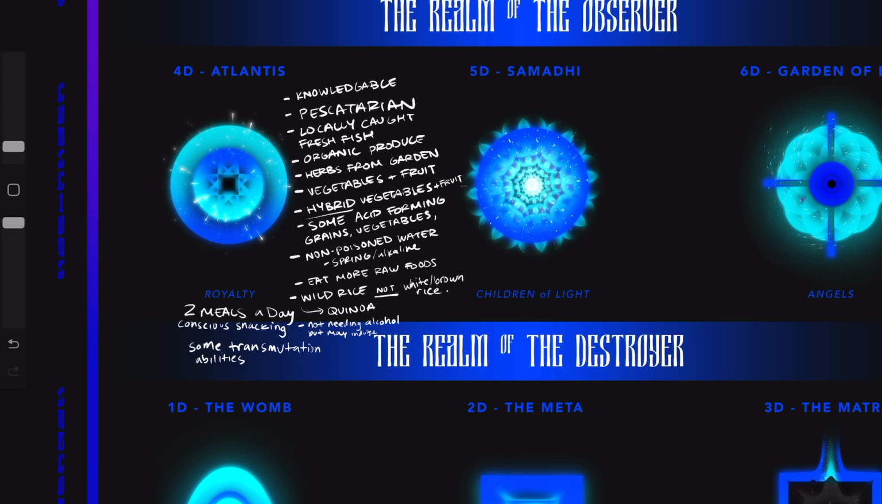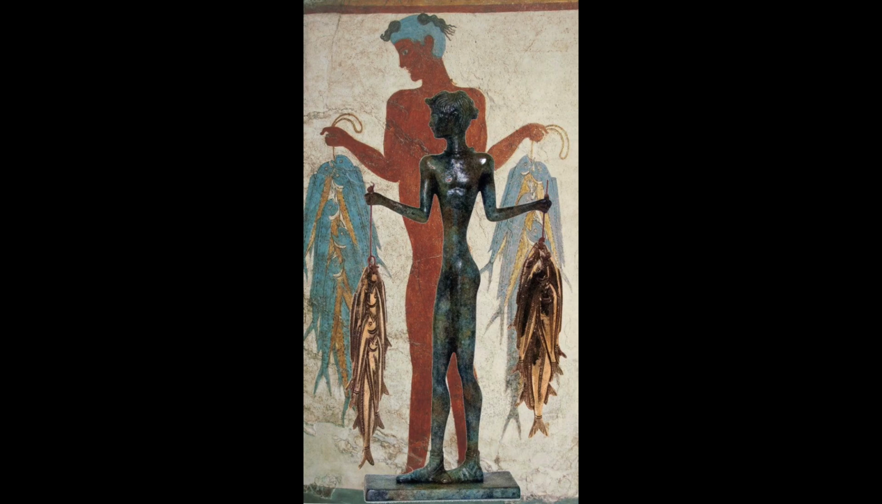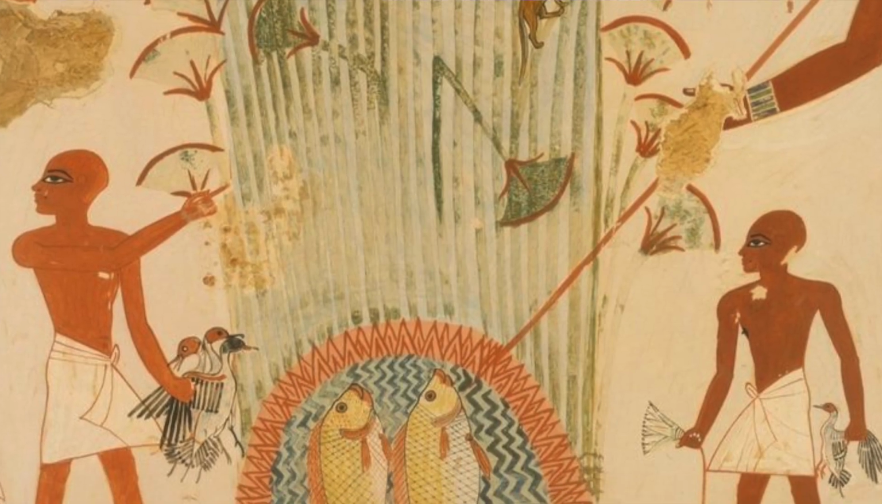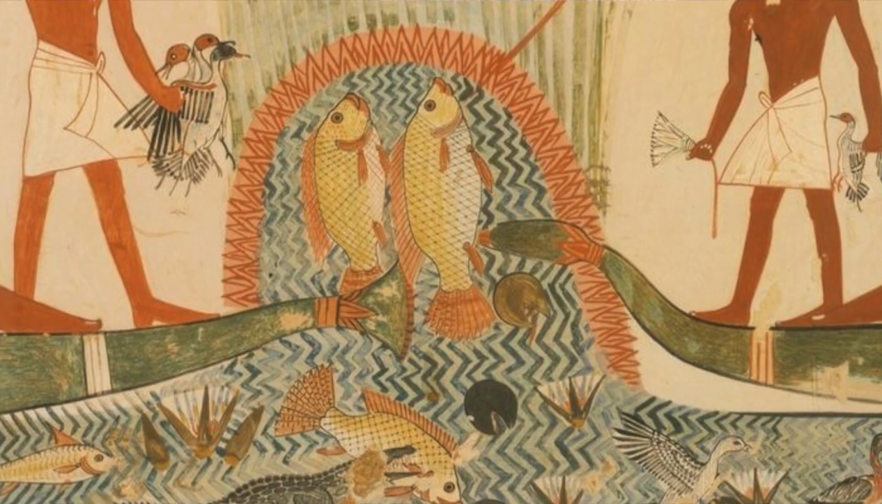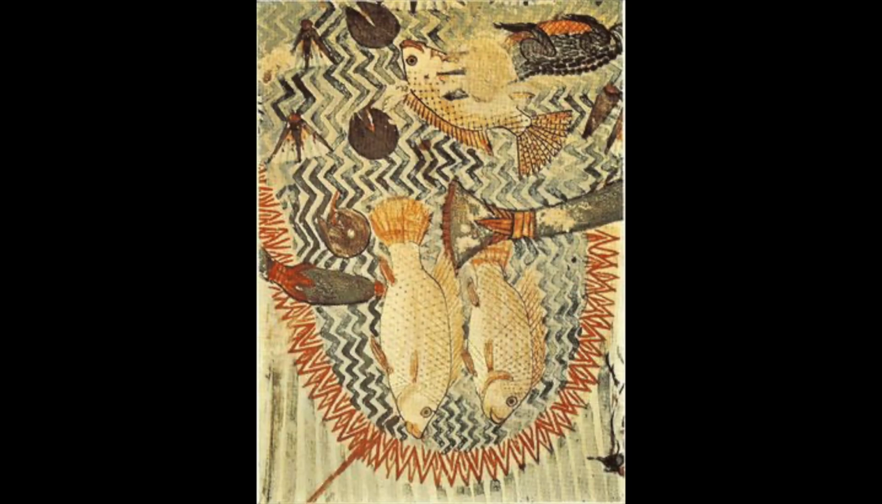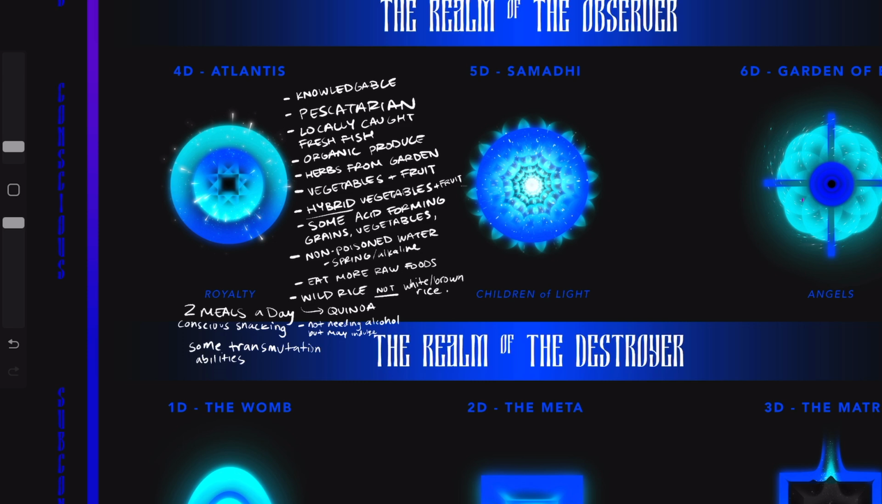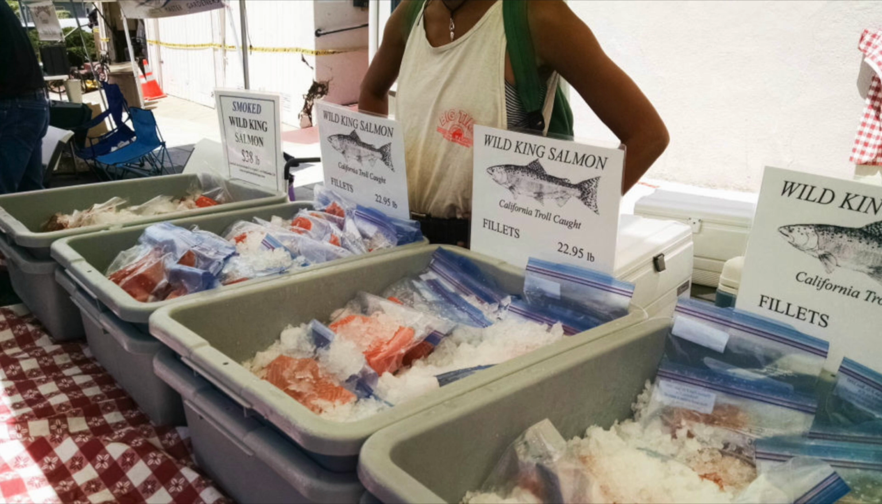Another main thing of the Atlantean diet is that it's primarily pescatarian. Now we're in the realm of the observer, the conscious realm. This is the water. So you become pescatarian. Maybe you have some knowledge about what fishes to eat and not eat, which have more mercury, which are farm raised. Atlantic salmon is probably not the best thing to eat. You begin maybe going to local markets to get fresh fish that are caught daily.